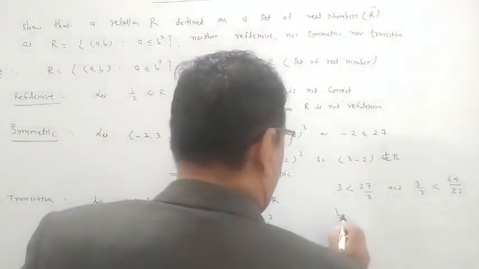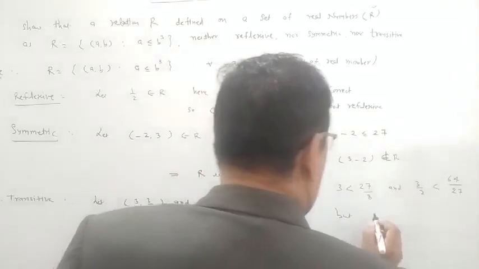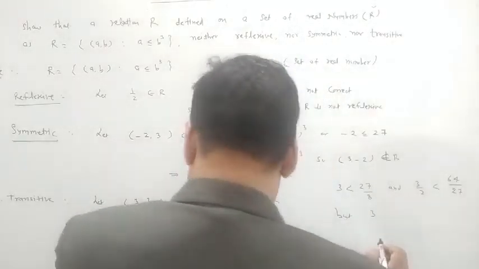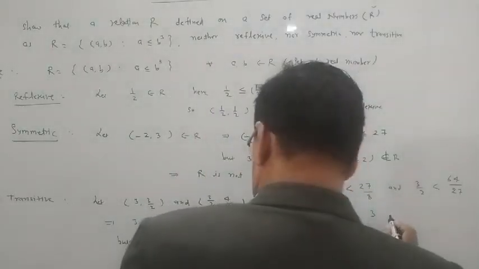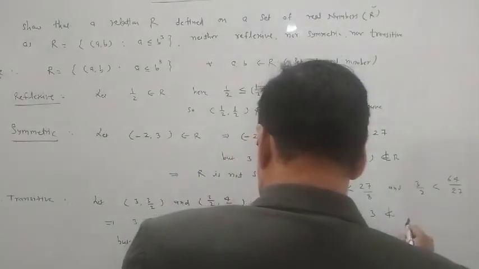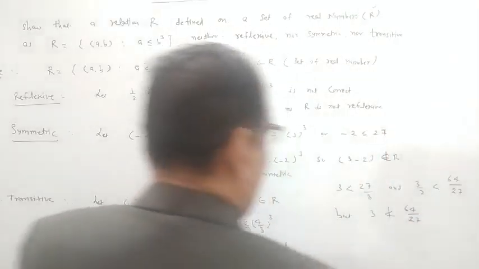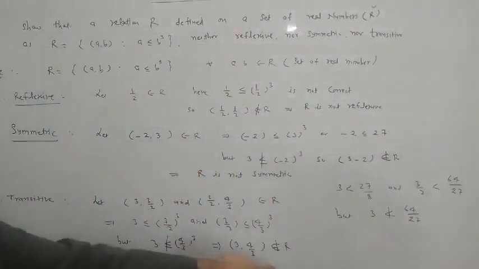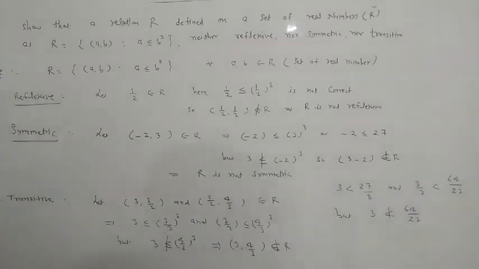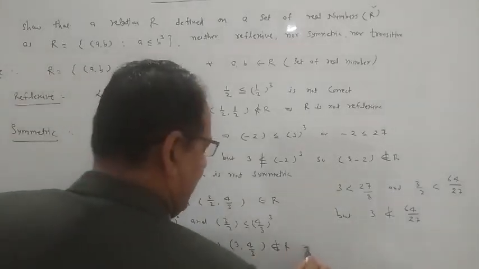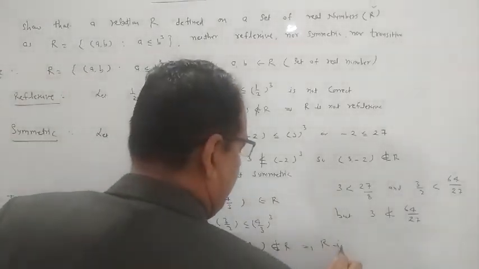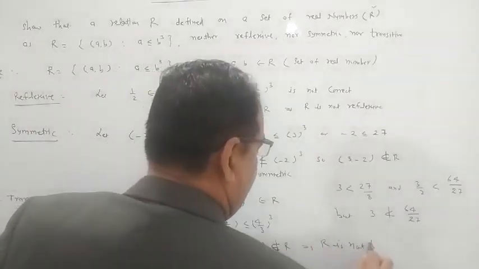But 3 is not less than or equal to 64/27, so (3, 4/3) does not belong to R. So this implies that R is not transitive.